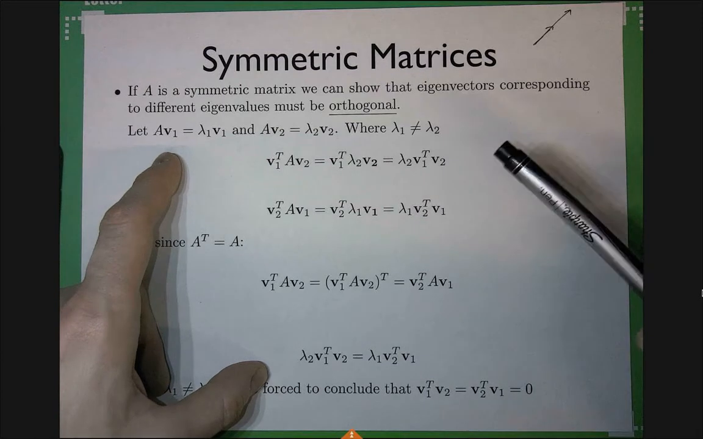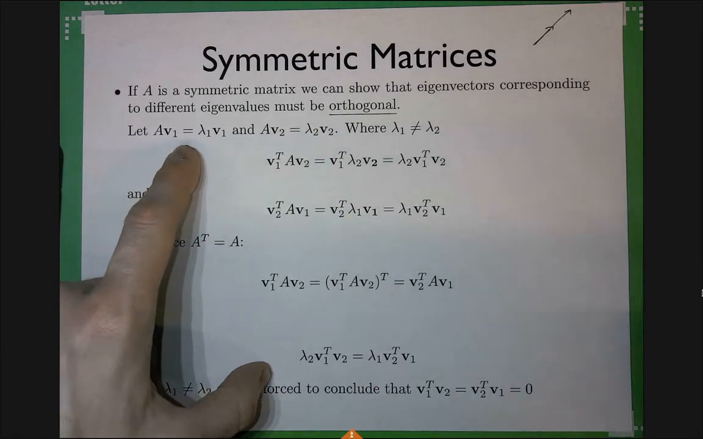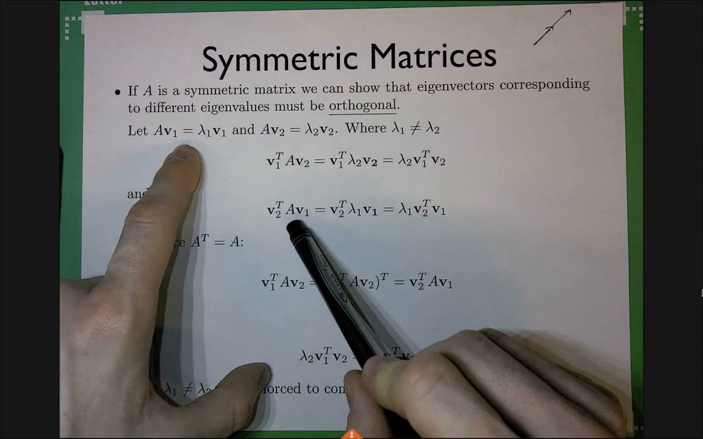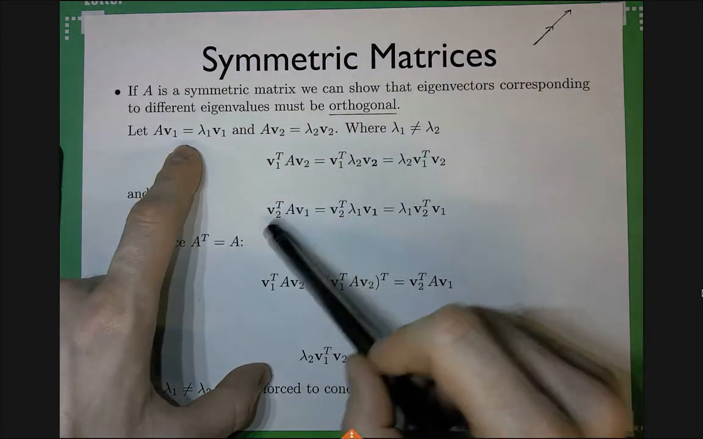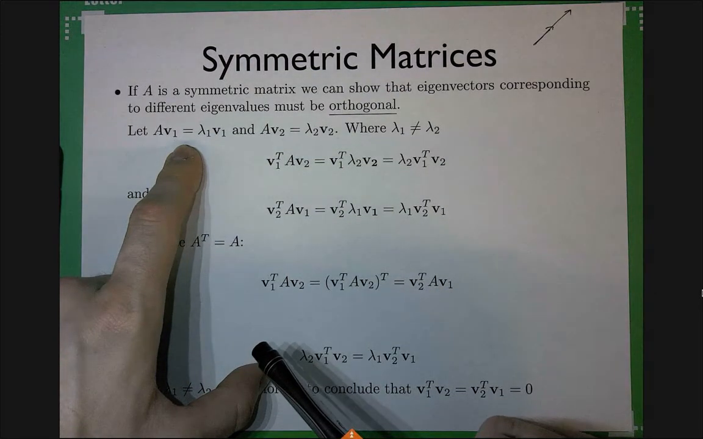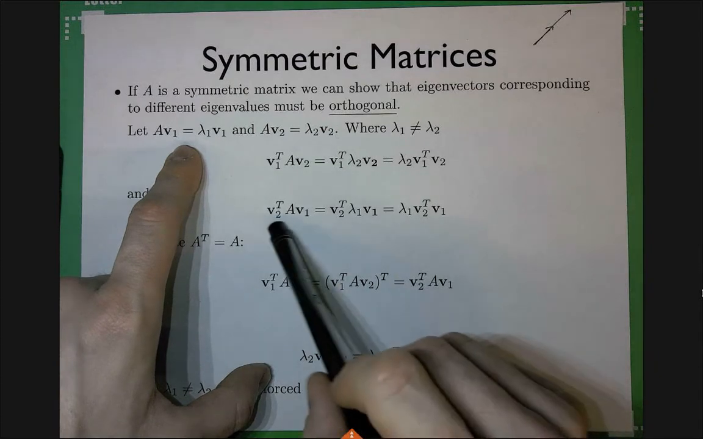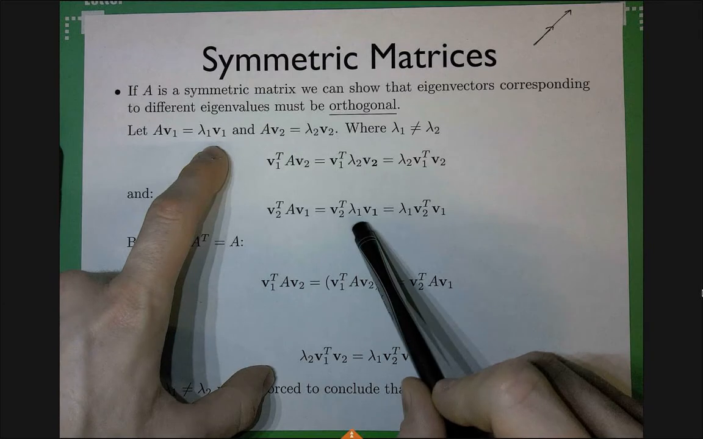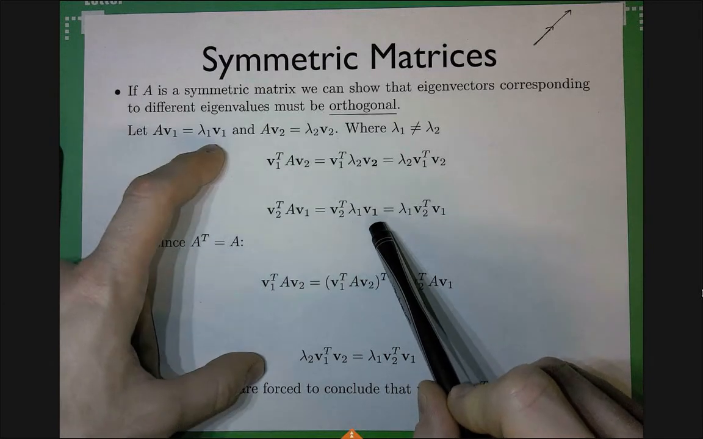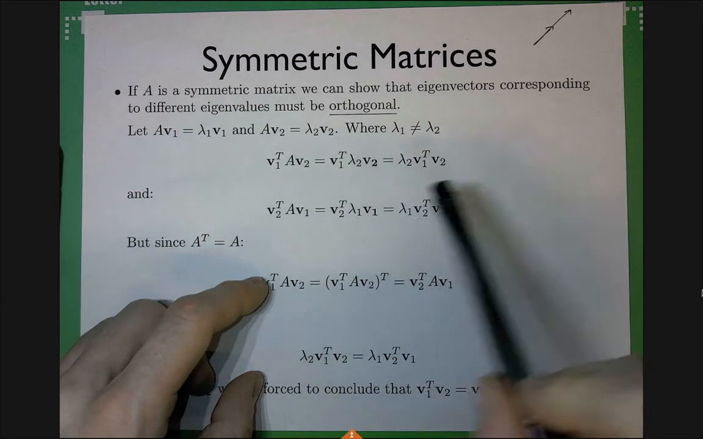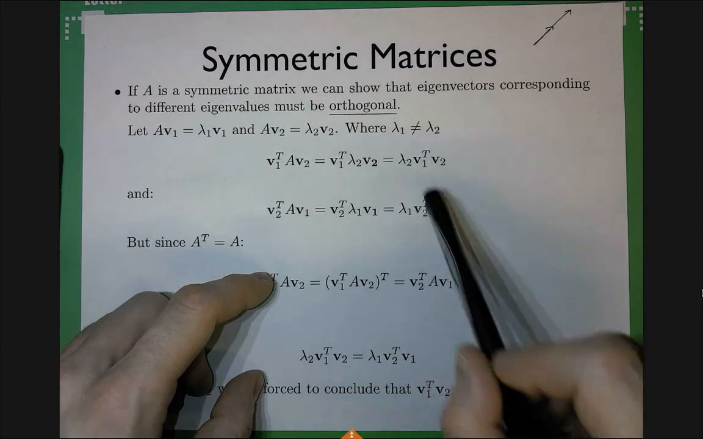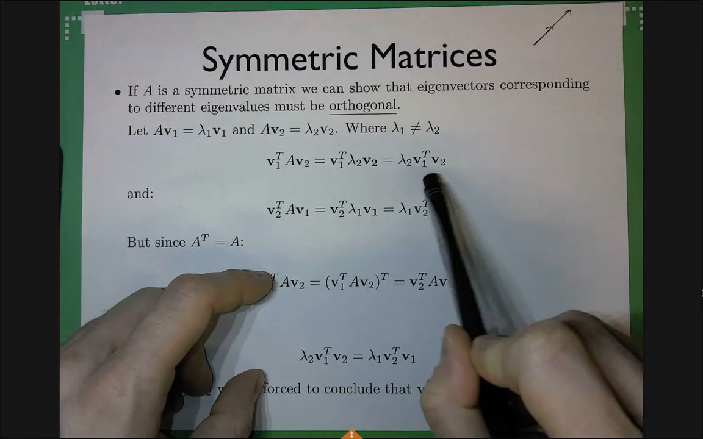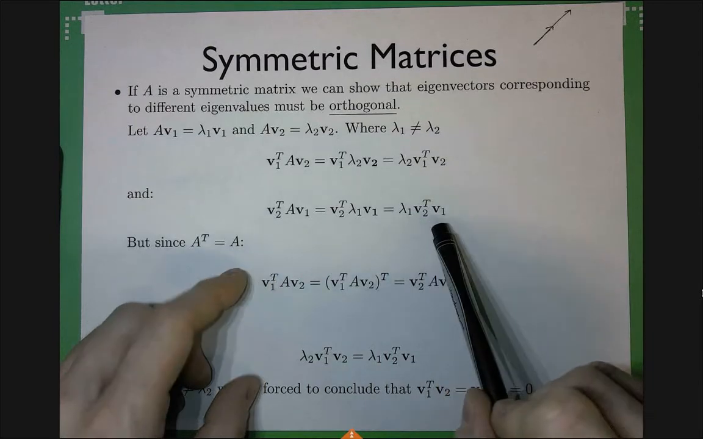But then I can look at the first equation here and I can dot product it with V2, or multiply from the left with V2 transpose. And there I get V2 transpose AV1 is V2 transpose lambda 1 V1. So here is a similar story as before. Here I have the dot product of V1 and V2.